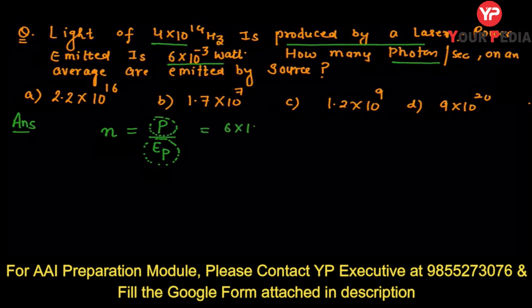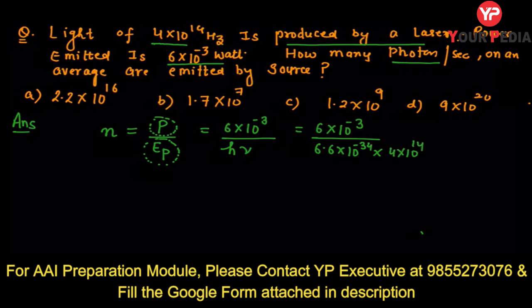Fine. So power is equal to how much? 6 into 10 raised to power minus 3 upon photon energy h nu. Substitute the value. What will I get? 6 into 10 raised to power minus 3 upon h, which is 6.6 into 10 raised to power minus 34, into frequency 4 into 10 raised to power 14. So approximately I will get somewhere around 2.2 into 10 raised to power 16 photons per second. You can check. So A is the answer. Keep in mind student.